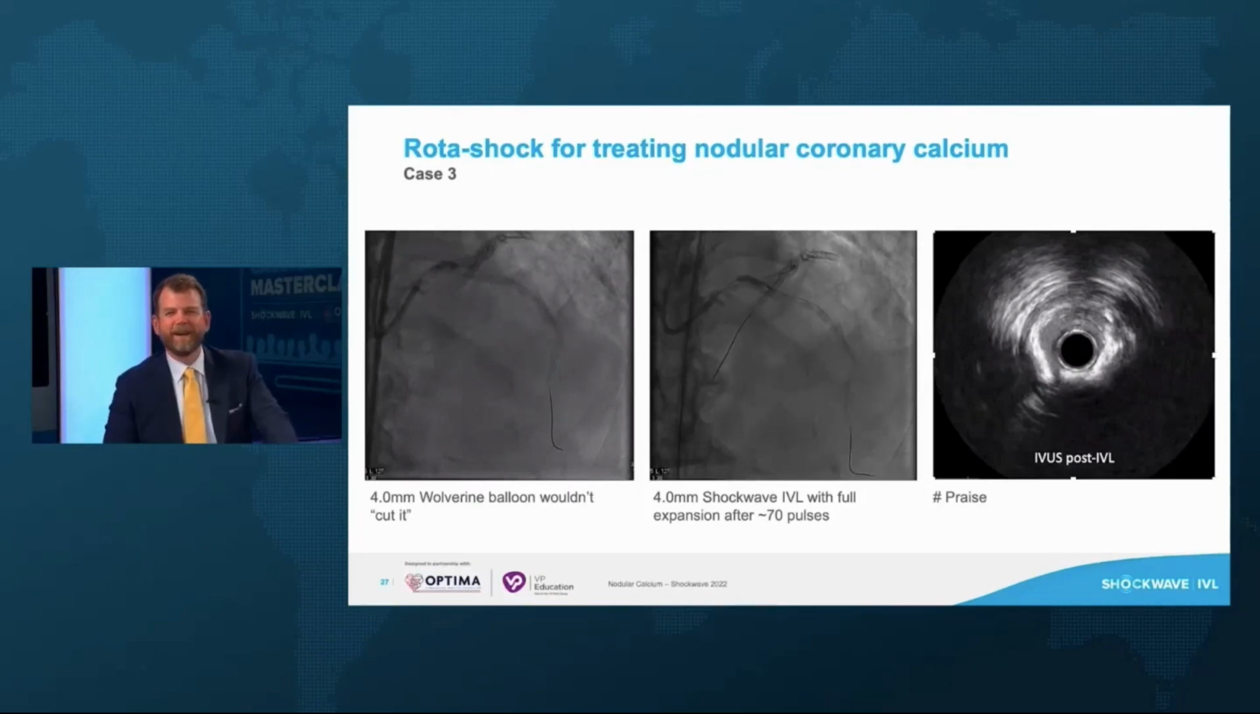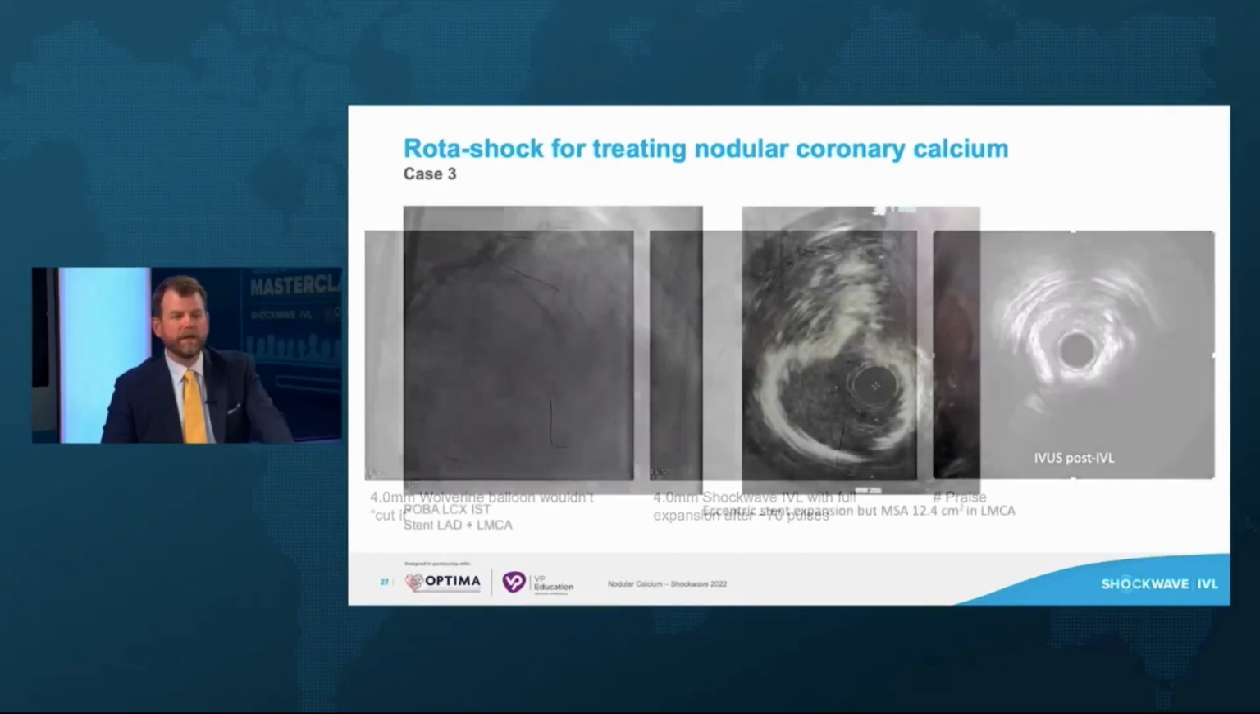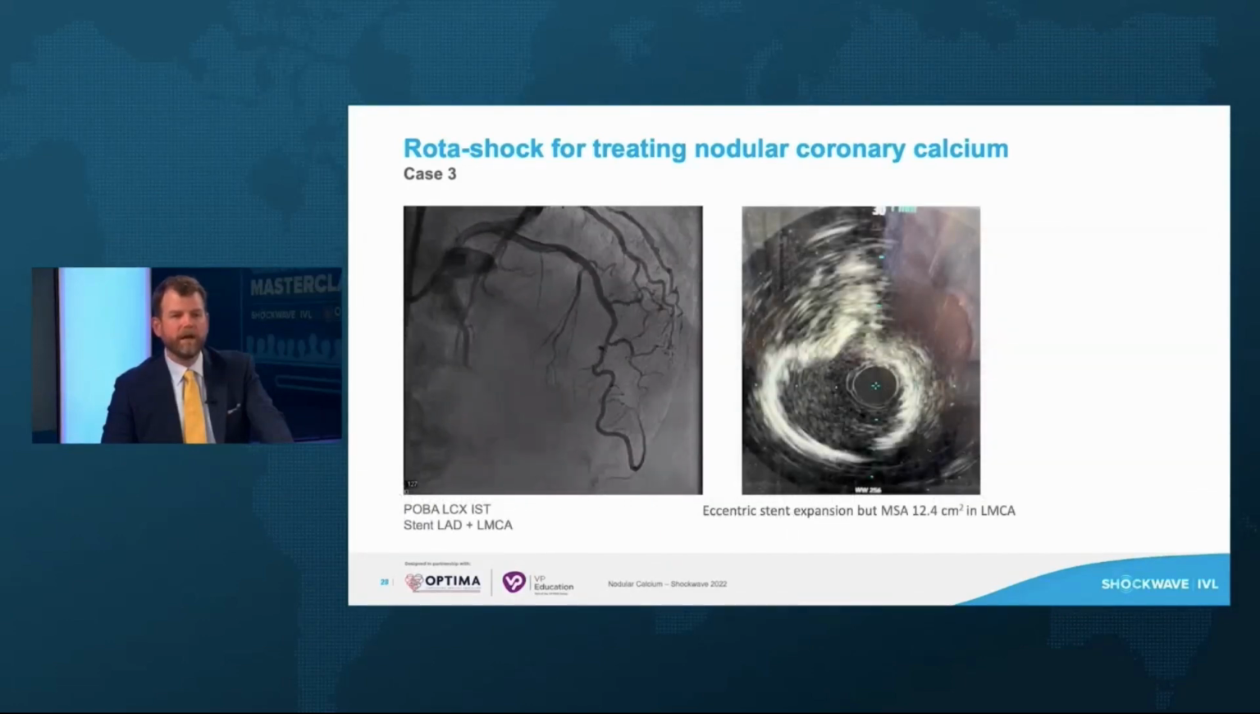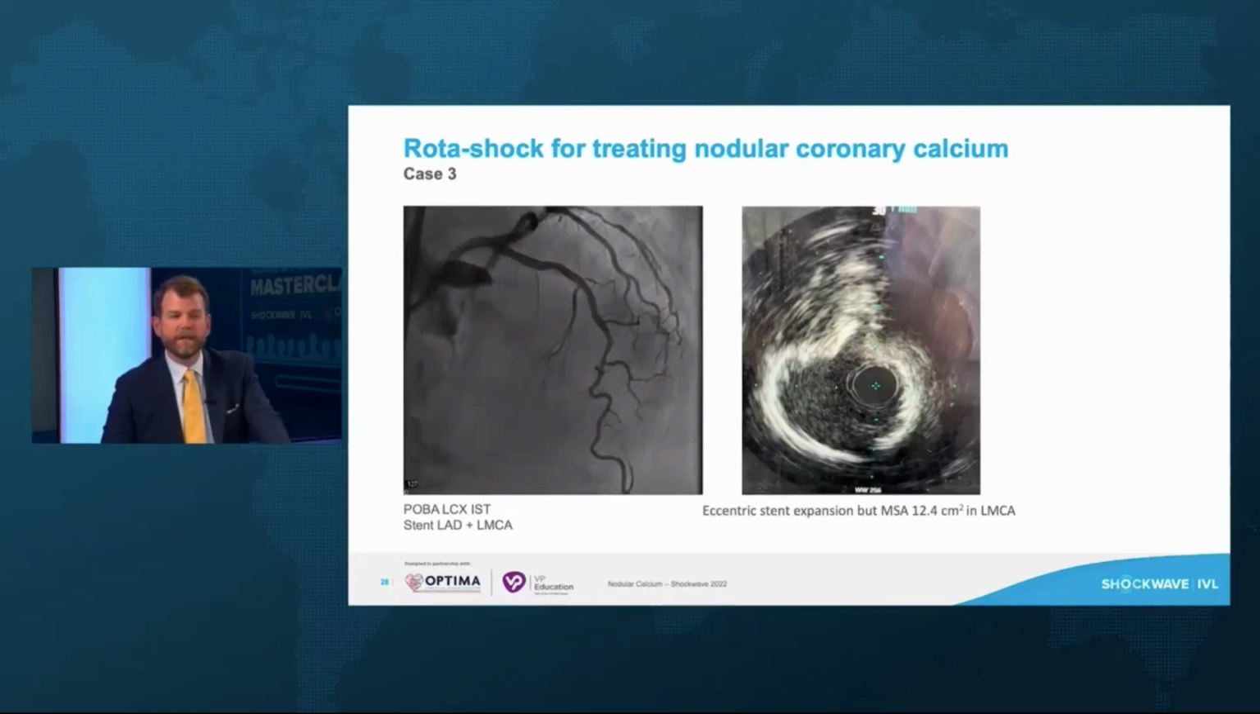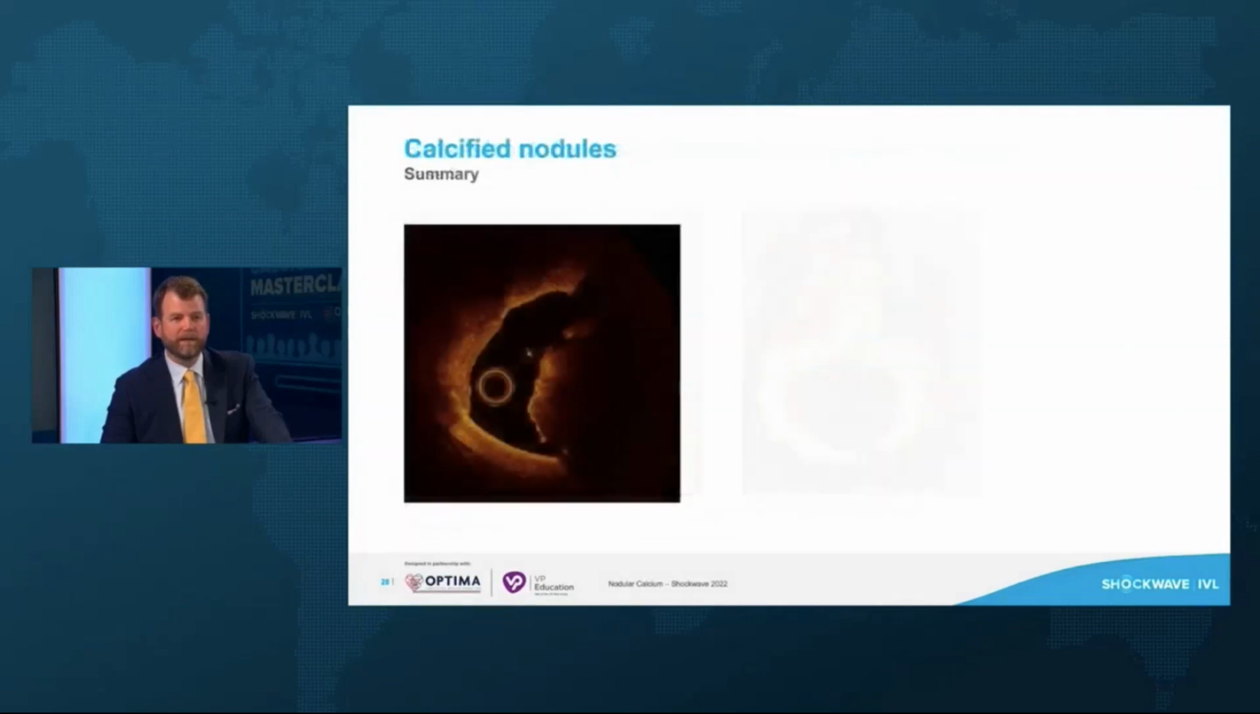So then we took the 1-to-1 sized IVL balloon of 4.0 up through there, and we were able to get fractures. You can see IVUS on the right. Finally, we were able to then get the stents in the circumflex expanded well, and then stent the left main and get a good angiographic result with a really good MSA, as you can see there. Again, though, the nodule did not deform like it did in the first case, very similar to the second case, but still with that really good MSA.